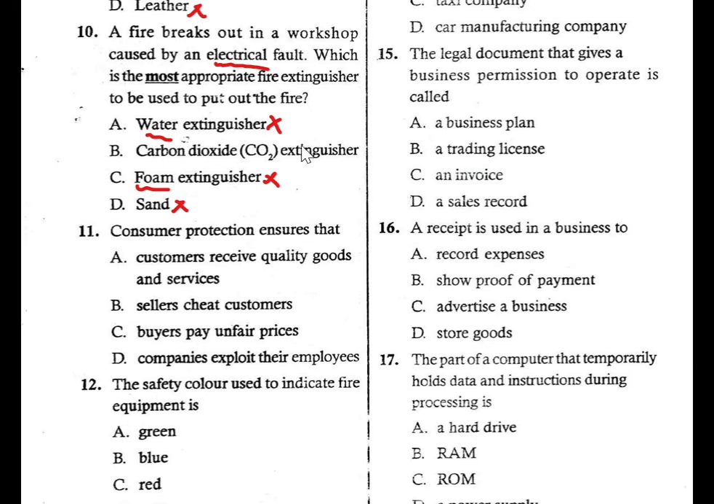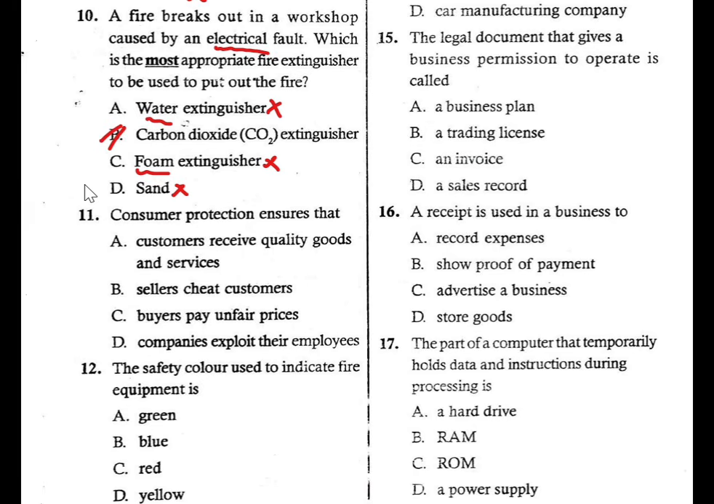So the best and the most appropriate fire extinguisher is what we call carbon dioxide extinguisher. So this one does not conduct electricity. So number 10, the answer is B. Question number 11.